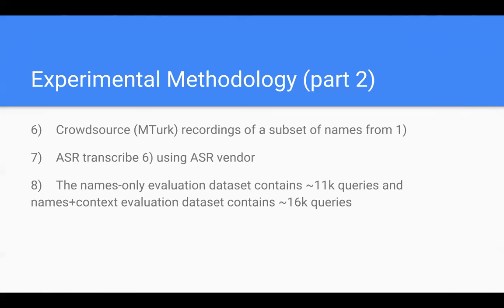So "can you call Vijay Ramakrishnan" is one example of this task-specific transcription, versus a name would just be "Vijay Ramakrishnan", and the user would have to say it. So we collected about 11,000 queries for the names only evaluation set and about 16,000 queries for names plus context.